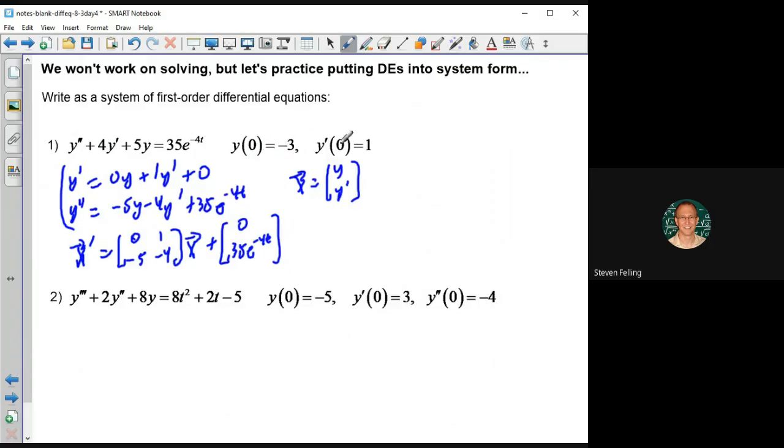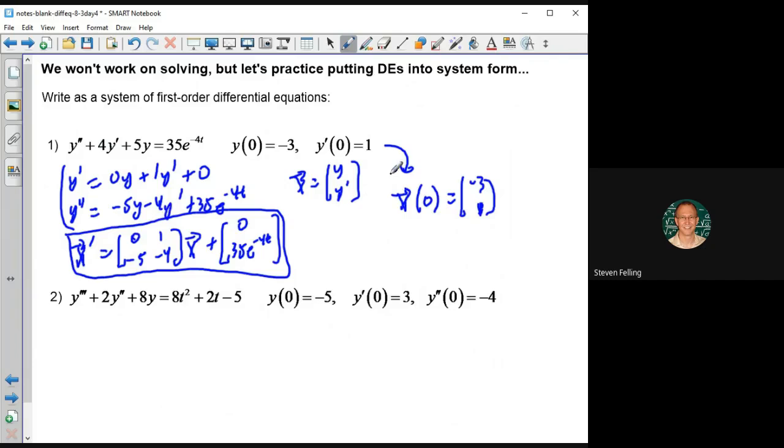Okay, the last thing which I didn't really say is, what do you do as far as writing what this is? This is an initial value, right? So if x is this, then you can just say, okay, this initial value is equivalent to writing x at 0 is equal to the matrix negative 3, 1. So just tack this on as well. So the answer to this would be, here's the system, and here's the corresponding initial value written in matrix form.